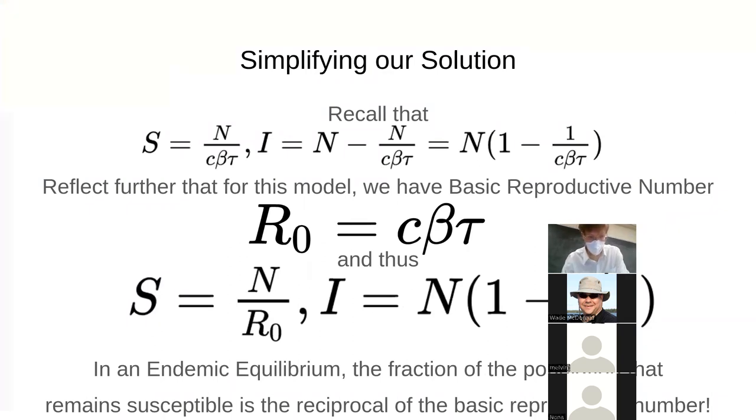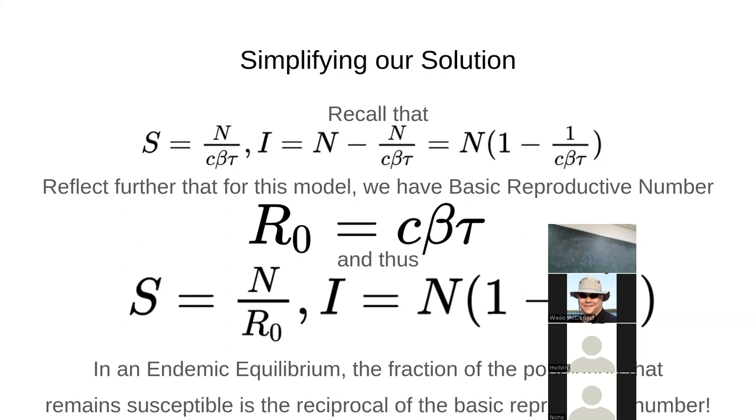So in endemic equilibrium, in a situation where infection stays in the population, the fraction that remains susceptible is the reciprocal of the basic reproduction number. The fraction for this model that is infected is the rest of the population. Right? That makes sense.